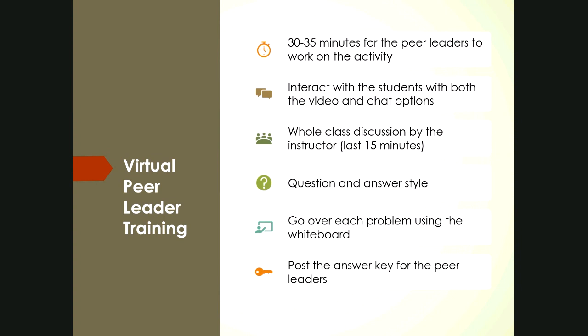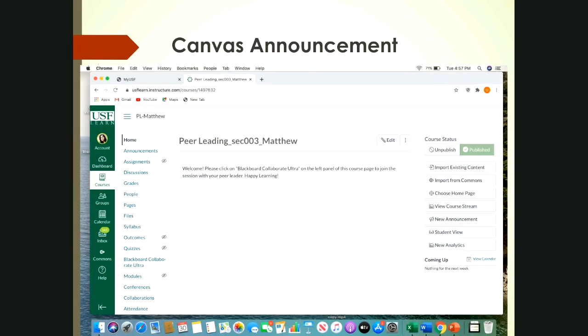And also before they left, I made sure that they would upload the peer leading activity in each of their dummy courses so that they would be ready the next day for the virtual peer leading. To make sure that the general chemistry students knew how to access the virtual peer leading sessions, we put an announcement in each of the dummy courses, letting them know where to go to access the Blackboard Collaborate Ultra and how to join the peer leading session.